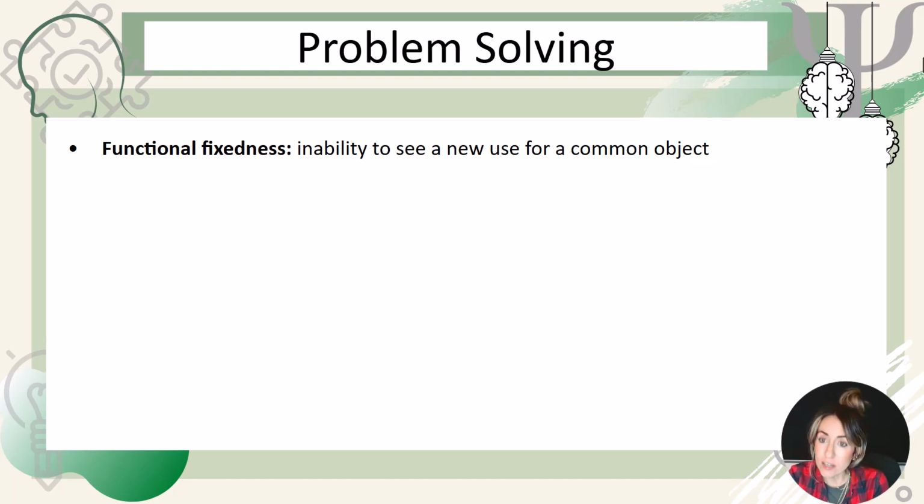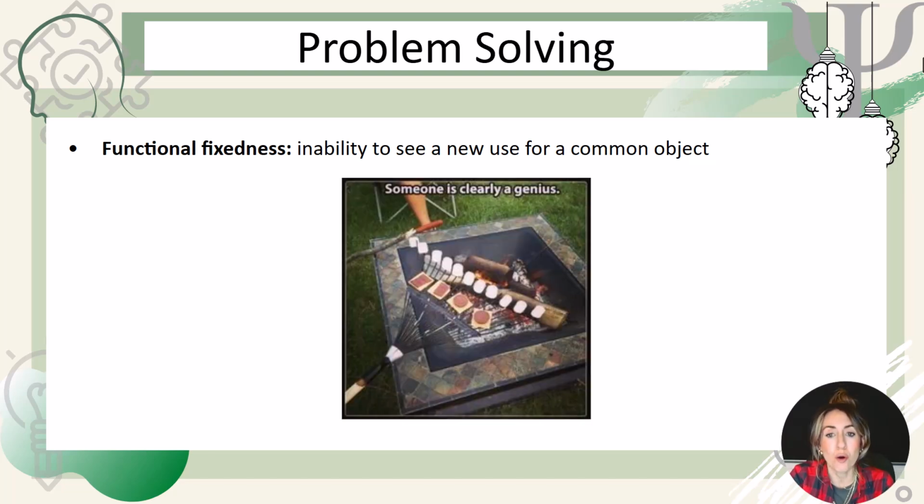And then the other type of fixation is when you're looking for a new use for a common object. This is an example of somebody who took something that's very commonly used to rake up the leaves, and they use it for a new purpose to make s'mores in a more effective way.